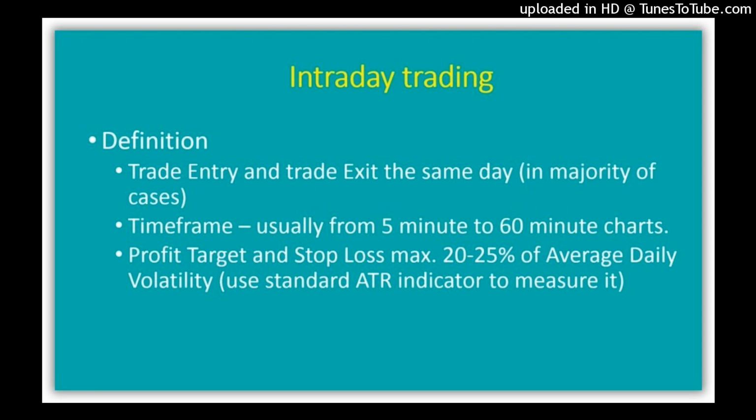All right, so this is how you can set the profit target and stop loss for your intraday trades. So for example, right now, I'm using a 10 pip profit target and 12 pip stop loss for most of my intraday trades. And as you can see, this is very roughly a little bit below 20% of average daily volatility for the US dollar Japanese yen. All right, so let's move on.